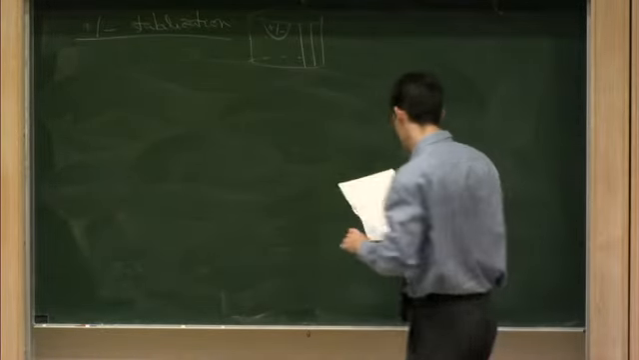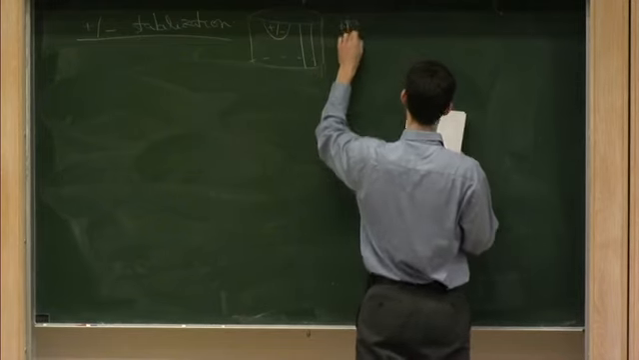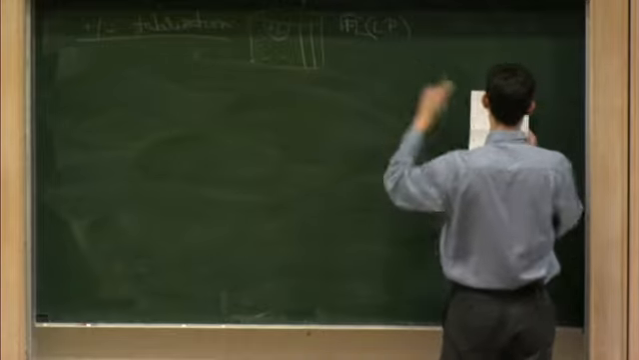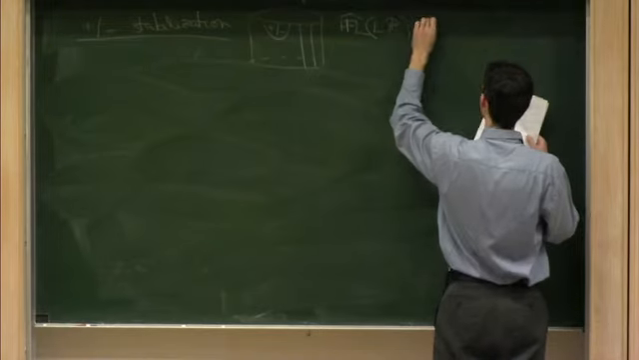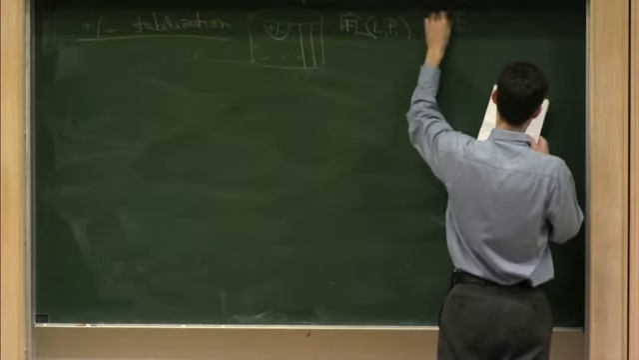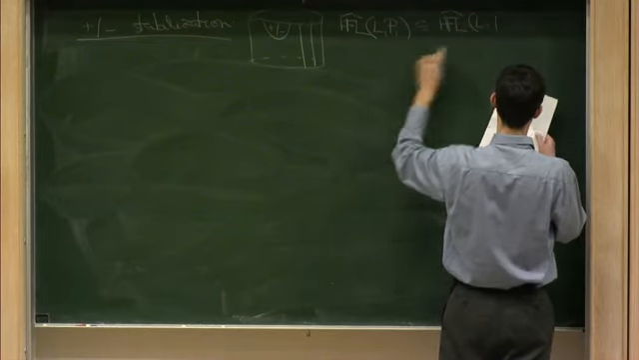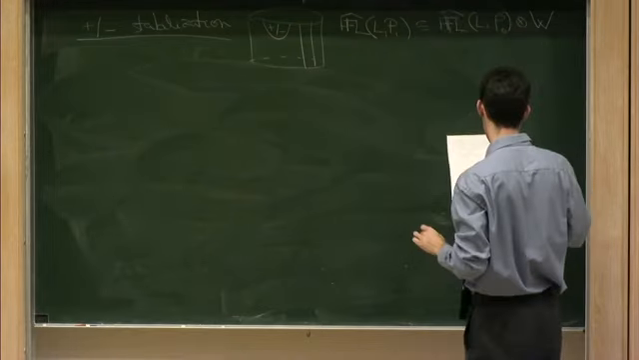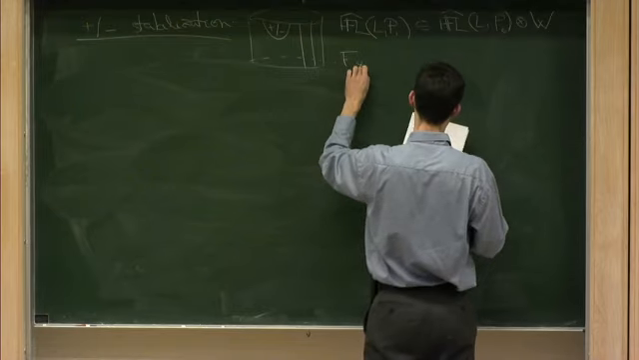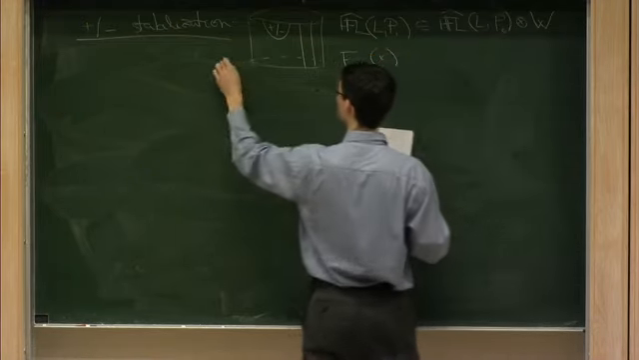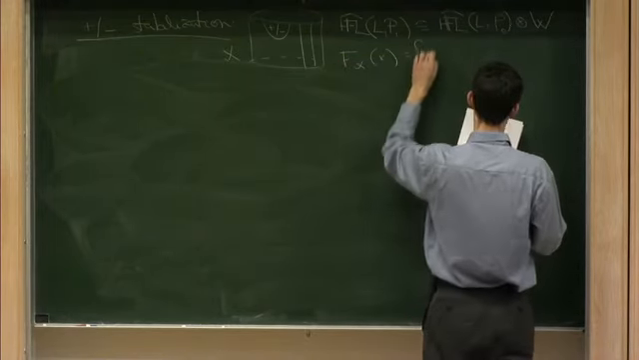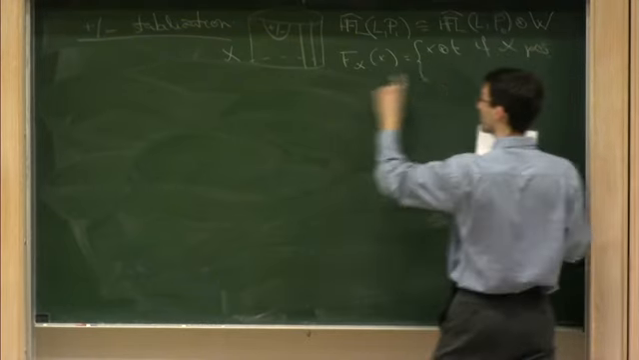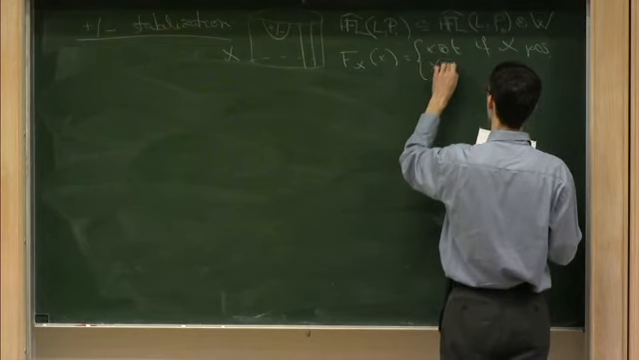So in this case, we can identify HFL hat of LP1, so the link doesn't change, L1 is equal to L0, with HFL hat of LP0 tensor this other vector space W, which is on the right at the top, such that Fx of x, so this is a cobordism x, is equal to x tensor little t if x is positive, the positive case, and x tensor b if x is negative.